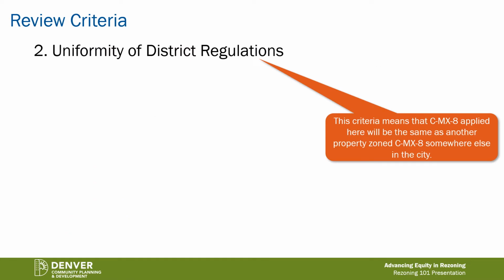The second review criteria is uniformity of district regulations. This means that the proposed zone district will result in regulations and restrictions that are uniform for each kind of building throughout the district. In the case of our example, we can say that there will be uniformity of district regulations.